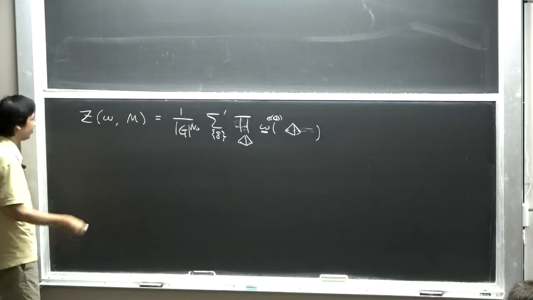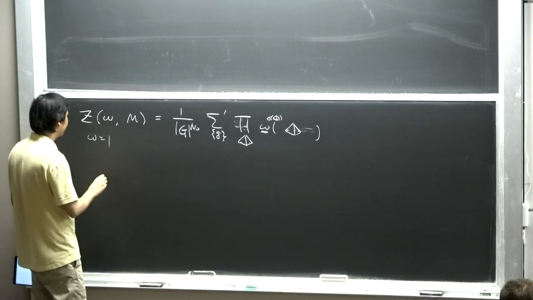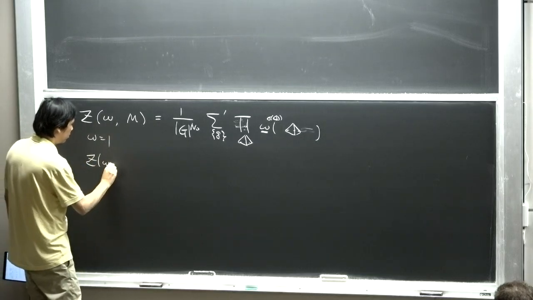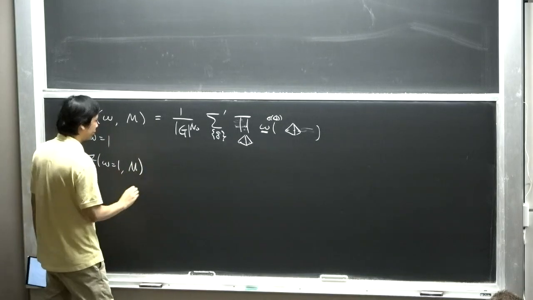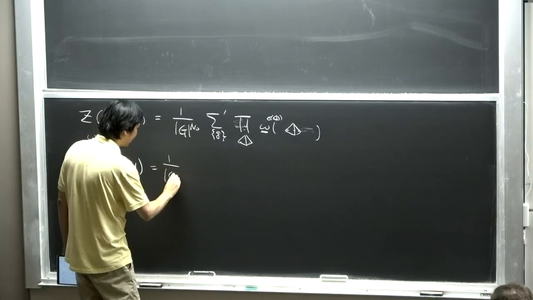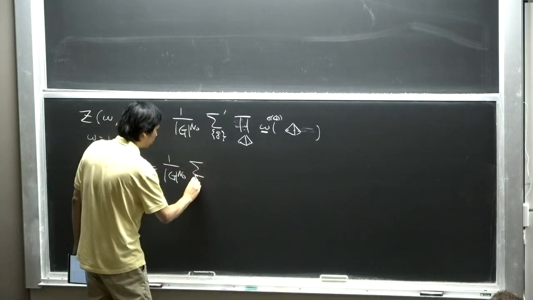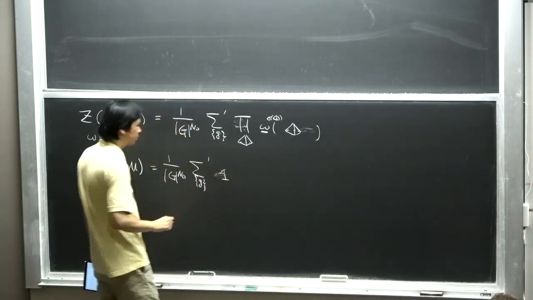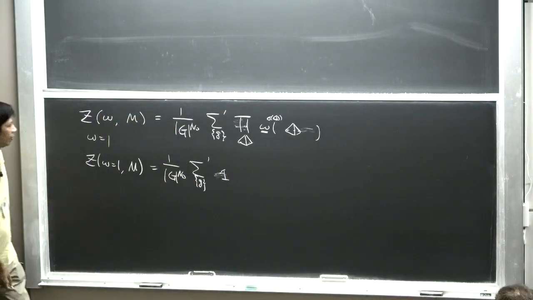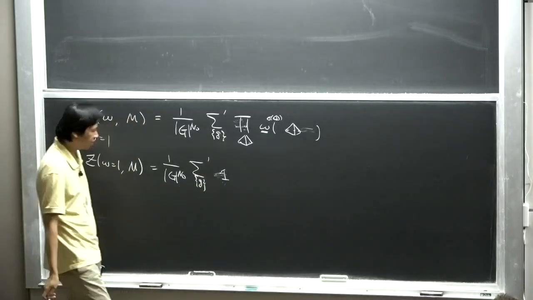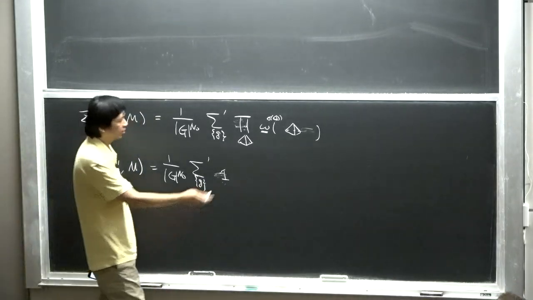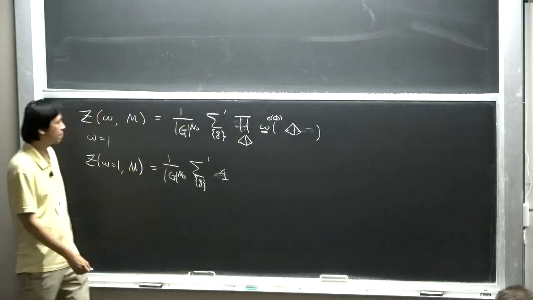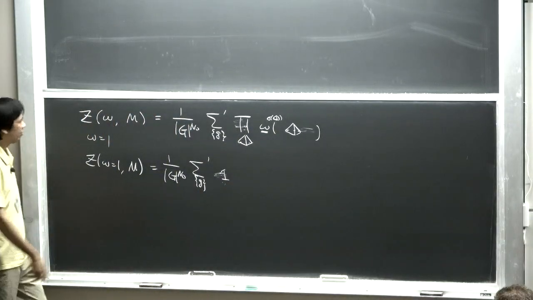TQFTs. So if you pick omega equals 1, that's the one that I wrote first, where you just have 1 here. In this case, the action of the theory is completely trivial, just 0. But here, there's some topological action. All right, and these are state sums.